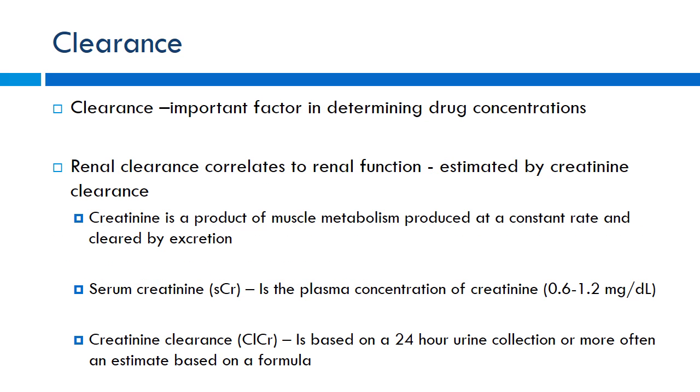So clearance is very important for determining what kind of drug concentrations we're going to get within the blood. So the faster that I clear a drug from the body, what does that do to drug levels? Should it go down? If I have lowered clearance, levels should go up. It's pretty straightforward from that standpoint. So we'll look at how we can affect that. And renal clearance is going to correlate to renal function, and we can estimate that by looking at creatinine clearance.